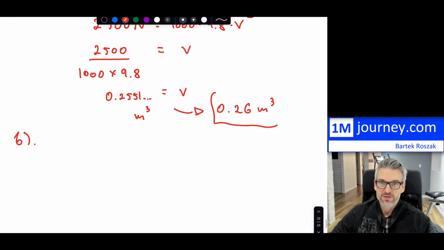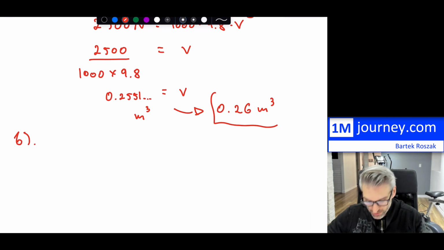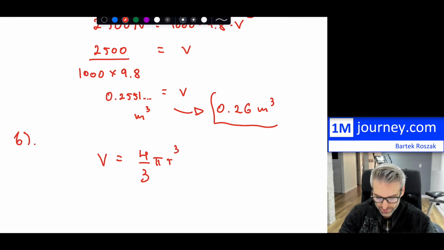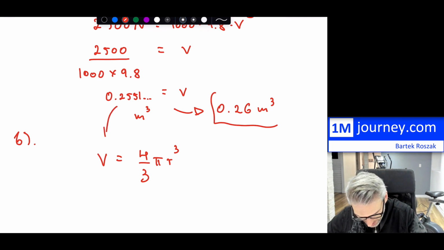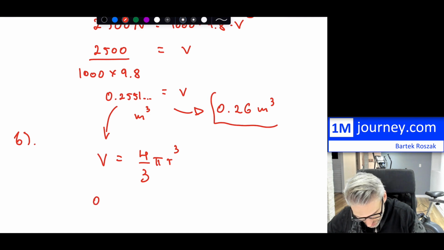Well, that means we have to recall what the volume of a sphere is. So the volume of a sphere is just 4 over 3 pi r cubed. Okay, so we have the volume, and now that we have that, we can substitute this in. So this is my volume, 0.255, etc.